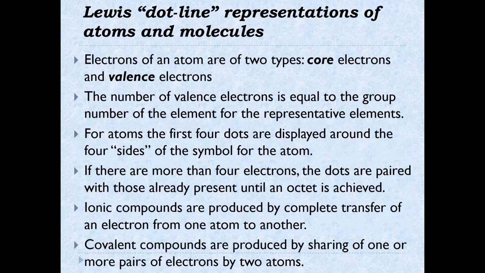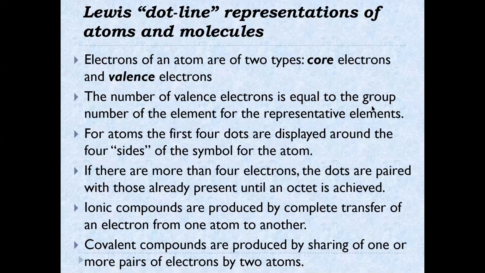So, the Lewis structure now, and how we get that. The Lewis dot and line representations of atoms and molecules. Just like we can use the Lewis structure for atoms, we can also use it for molecules. In the electrons of an atom, we have 2 types of electrons, which I've said before. We have the core electrons and the valence electrons. Like sodium, it has a configuration of 2, 8, 1. So 2 and 8 are the core electrons, while the valence electron is the one in the valence shell.